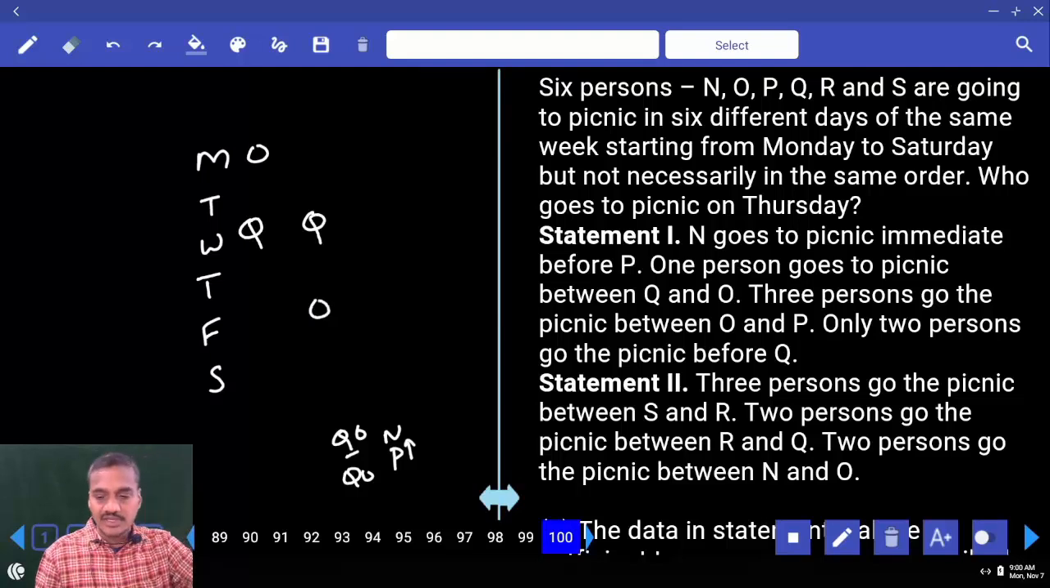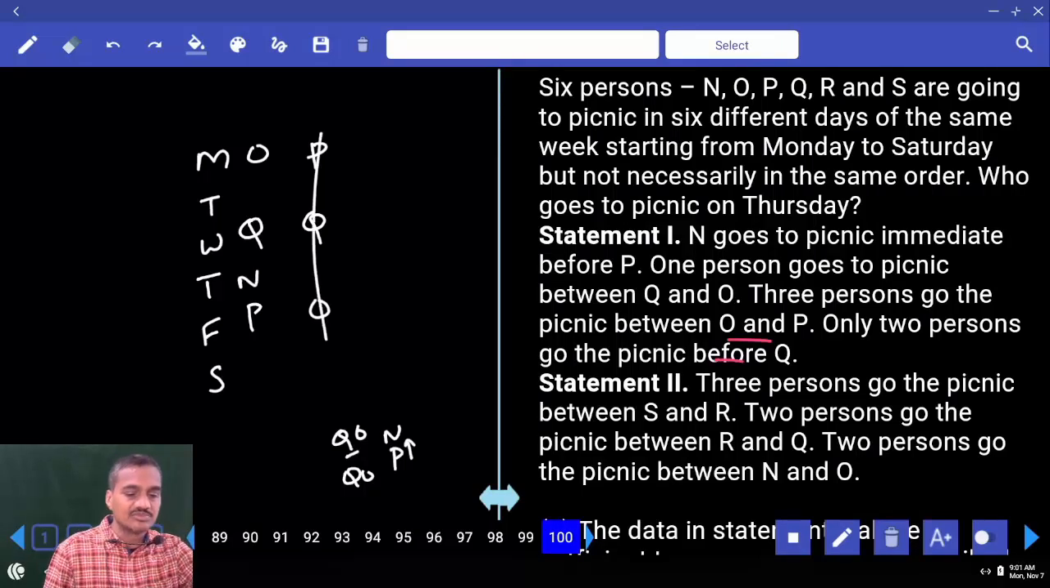N is immediately before P, 1 person between Q and O, 3 persons between O and P. With 3 persons between O and P, P is at this place, and only 2 persons before Q. According to this, P is here. Then where should N be? It is not possible here. Then the question is about Thursday. Who is going on Thursday? N. Are you getting the answer or not? So statement 1 alone is sufficient.